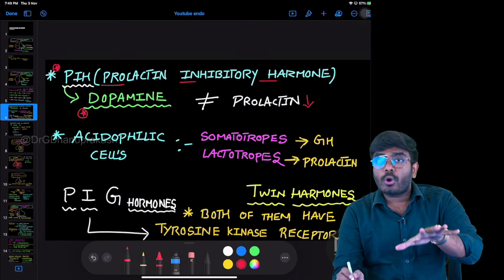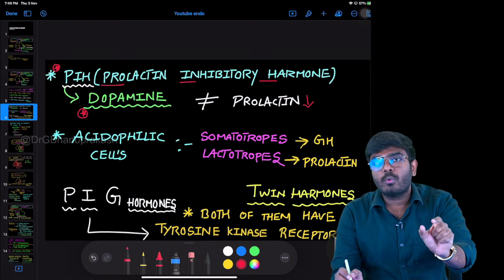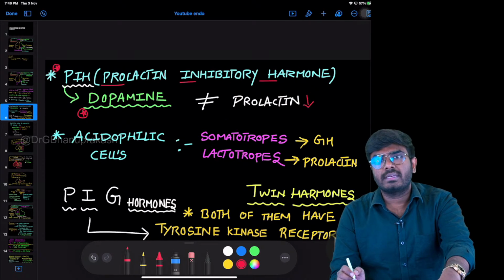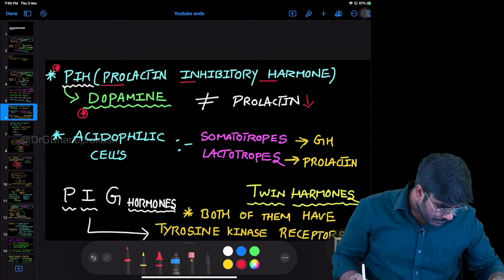So we can say prolactin and dopamine are antagonistic hormones. The prolactin inhibitory hormone is nothing but dopamine. Dopamine will suppress the prolactin. So both are antagonistic hormones. Okay, guys, is it clear?